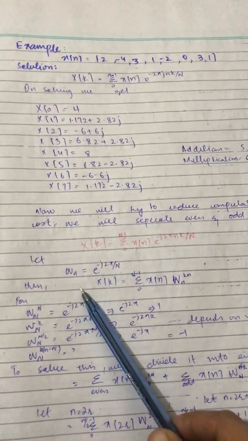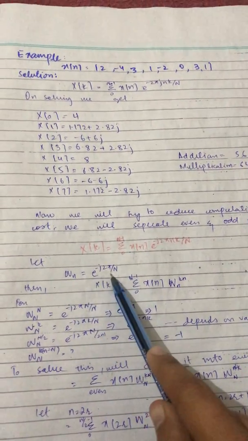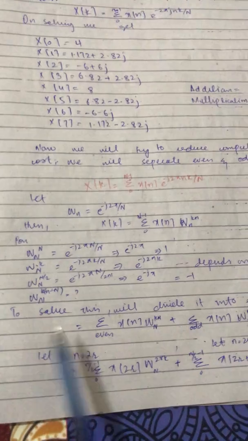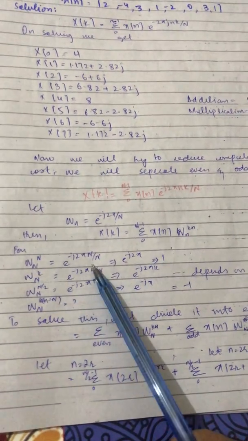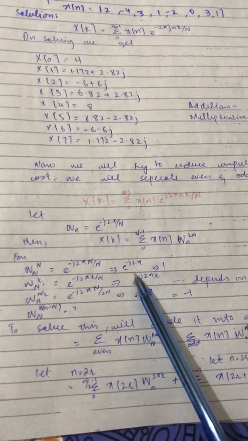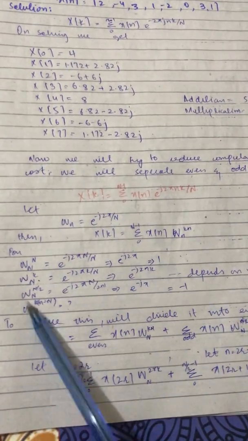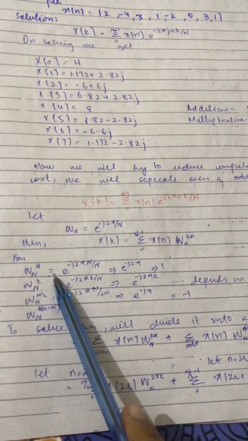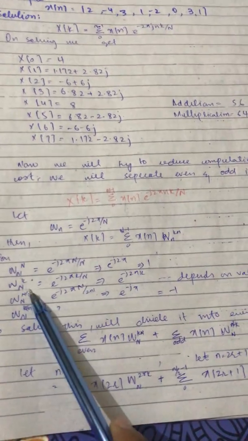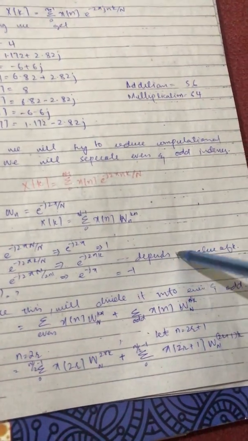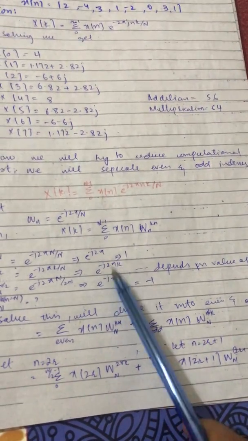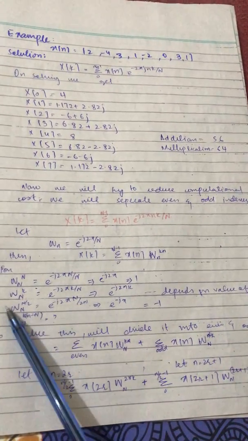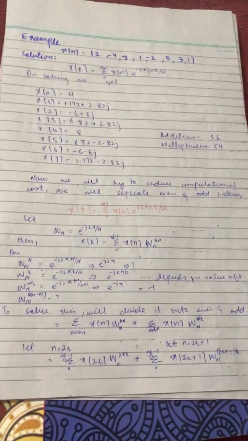Suppose this factor equals W_N, and on putting the value of this in the formula we get this. For example, if kn is equal to capital N, then by solving this e raised to power minus 2 pi is equal to 1, and if small n is equal to 1, then we will only have a k value, and we'll get e raised to power minus j 2 pi k, and the value of this factor depends upon k. Same for this.